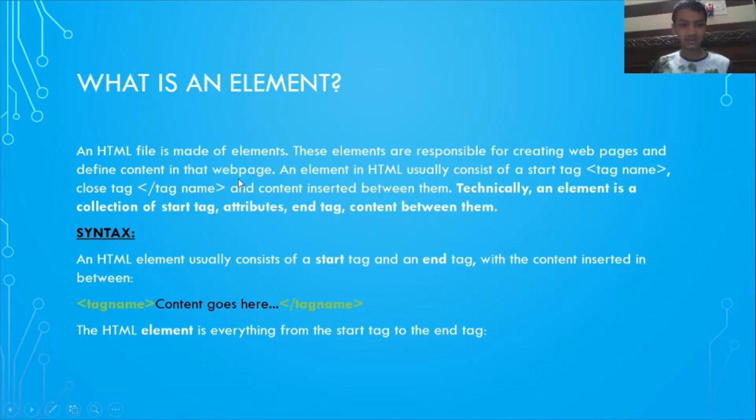Technically, an element is a collection of start tag, attributes, end tag, and content between them. Syntax: an HTML element usually consists of a start tag and an end tag with the content inserted in between. So this is the syntax of it. Here comes the tag name, here comes the content, and here comes the slash tag name to close it. The HTML element is everything from the start tag to the end tag.